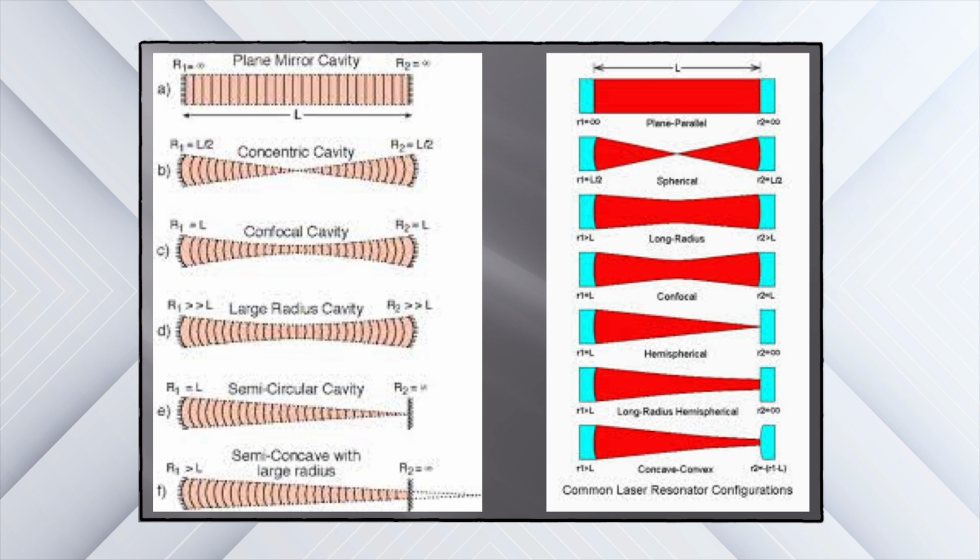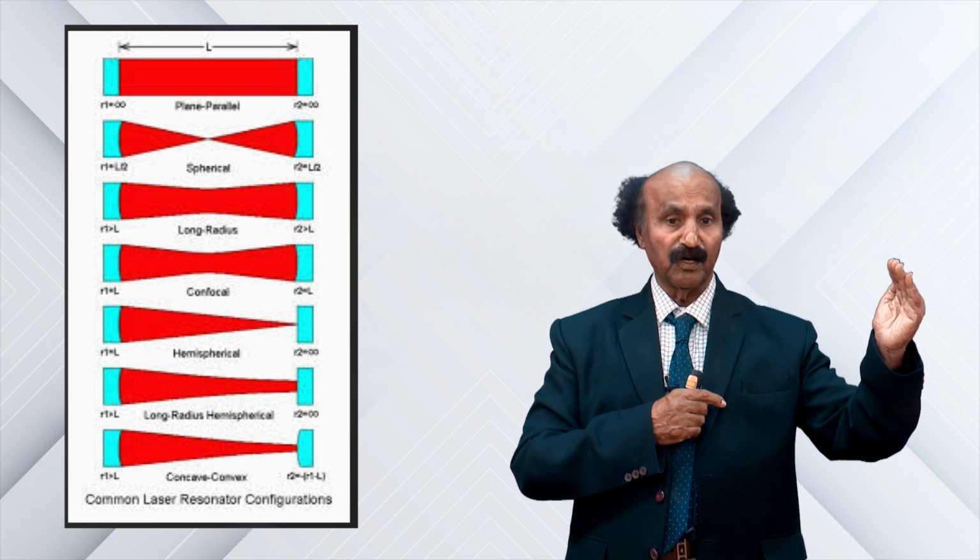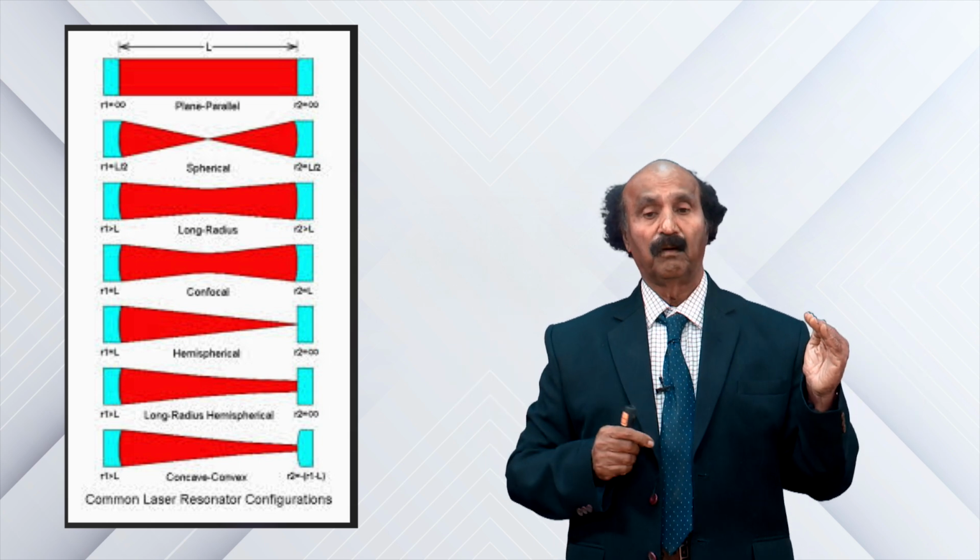configuration. Confocal means one mirror will have a certain focal point, and this mirror will have another focal point. When the focal points come together, superposed one over another, that's called a confocal resonator configuration. Another one is hemispherical. In this case, the left side mirror is slightly concave and the right side mirror is a plane mirror, so that the center of curvature of this concave mirror falls on this plane mirror.